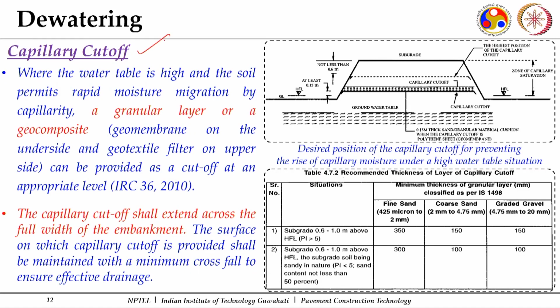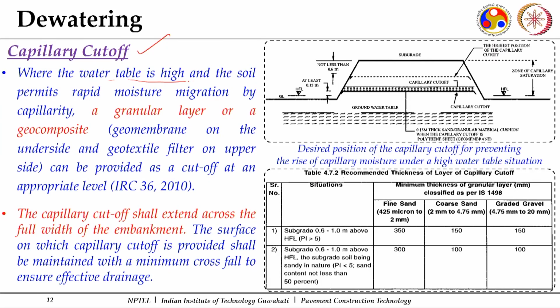Now, the other measure which is normally taken in certain circumstances is the capillary cutoff, because whenever there is a high flood level, some water rises through the capillary fringes. With capillary action it rises to a certain level, and this rise will be more especially in the case of fine grained soils.